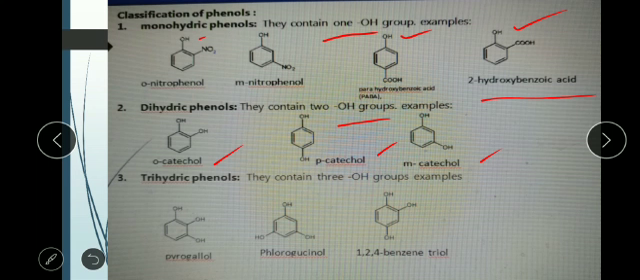Trihydric phenols, they contain 3 OH groups, means they have 3 hydroxyl groups attached directly to the benzene ring. You can see in pyrogallol 3 OH groups are attached. Phloroglucinol, it also has 3 OH groups, different from pyrogallol. And 1,2,4-benzenetriol.